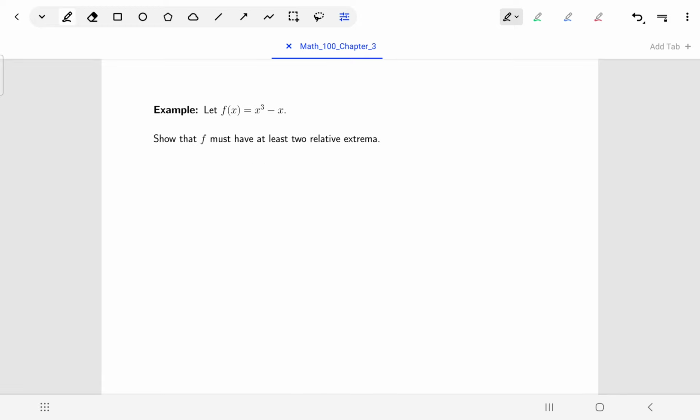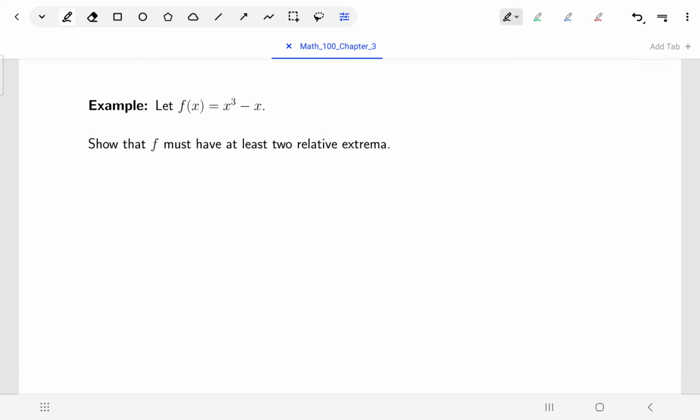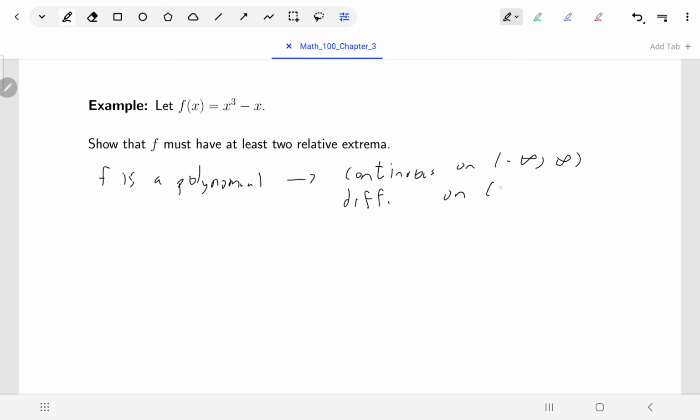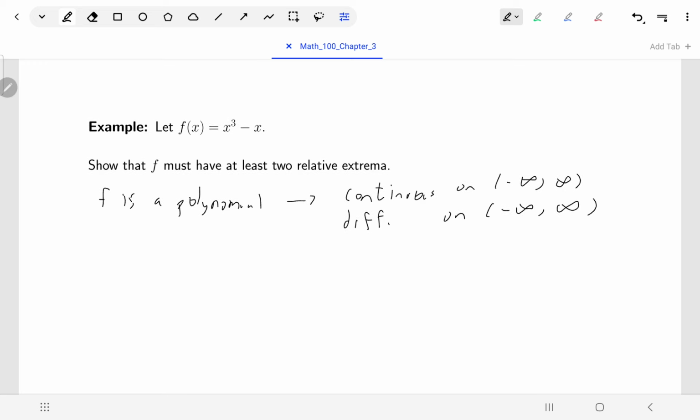Okay, so let's take a look at this, and we're going to formally show for this function, f of x being x cubed minus x, that it must have at least 2 relative extrema. We're not going to find the relative extrema, but we're just going to confirm that they exist. First thing I know is that f is a polynomial. And because f is a polynomial, that means it's continuous on all real numbers. And it's also differentiable on all real numbers. So we have part of Rolle's theorem met for us.